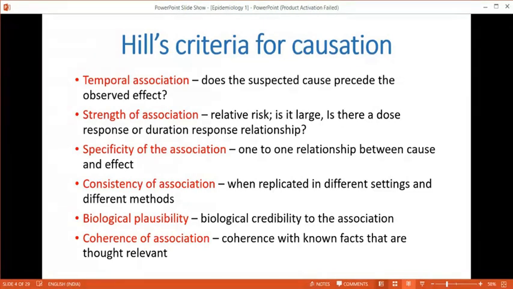You will be able to support your finding. And coherence of association is that it is a known fact that they are always relevant. Now, the initial findings when they were established might not have been accepted, but as they keep repeating it, the coherence with known facts has to be found relevant here.